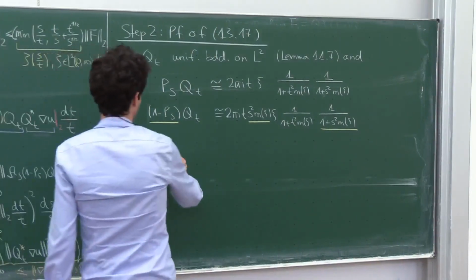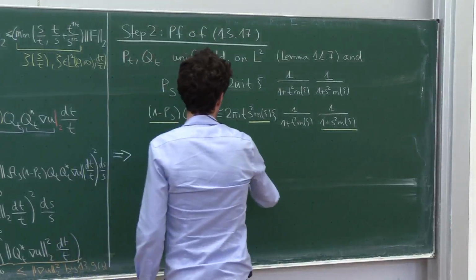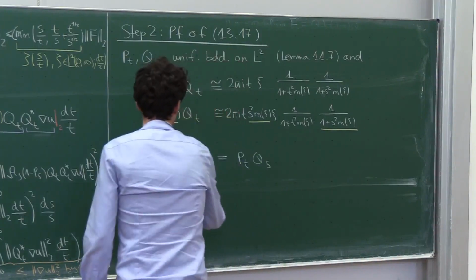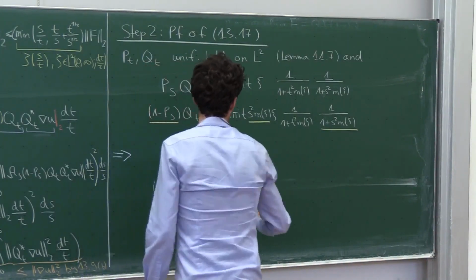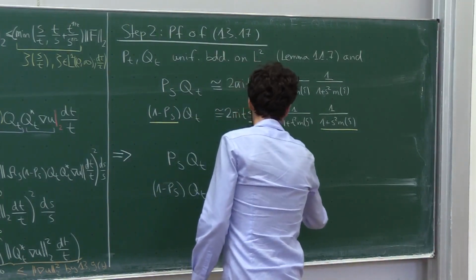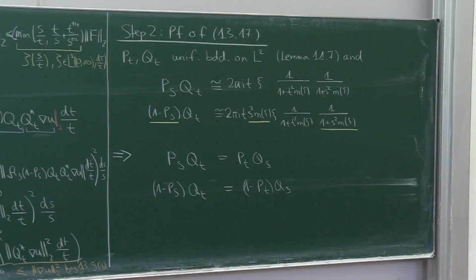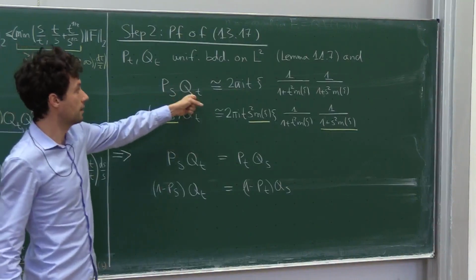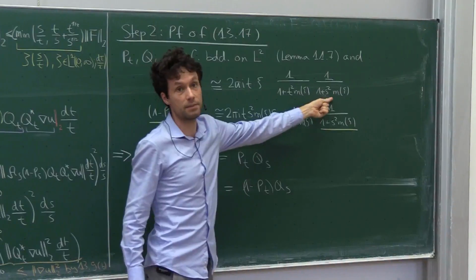Okay, so I want to have a formula that relates PS QT with PT QS, and I want a formula that relates 1 minus PS QT with 1 minus PT QS. Now written like this, these formulas are wrong. But let's have a look what happens. If I do PS QT, then I get the T. So here there's no symmetry, but then here I get the same expression.